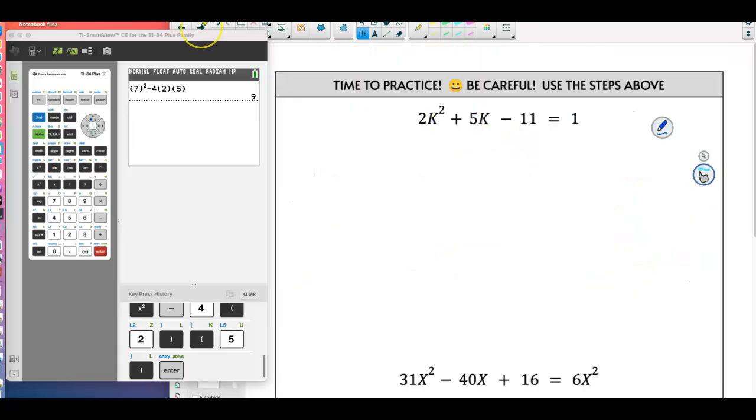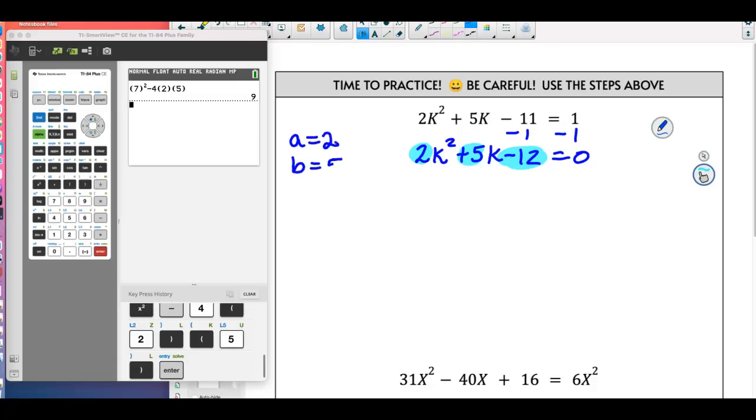So I'm going to move on here to our next problem for a little bit of practice. So let's, again, think of those steps. If you need to look at them, great. But the first thing it said is get one side equal to 0. So before I even start, I'm going to remove 1 from both sides. So I have 2k squared plus 5k minus 12. I'm at negative 11 going down 1 equals 0. Step 1 is done. Step 2 says identify the A, the B, and the C, and take the signs with you. So my A is 2. That's going to go in my formula. My B is 5. My C is negative 12.